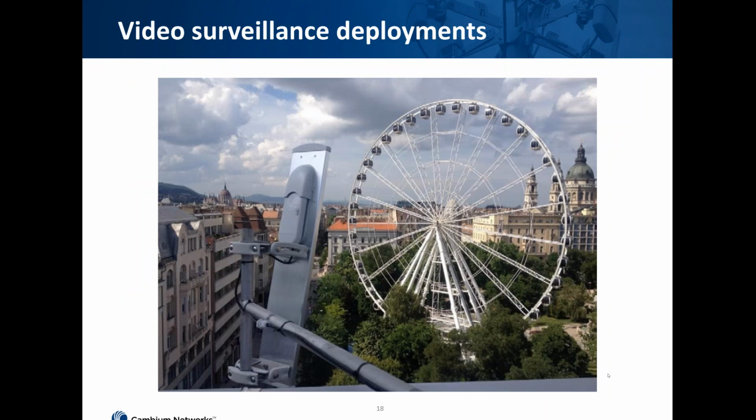So nearly at the end here. This is just a few images of some video surveillance deployments, some of my favorites. This is an ePMP access point in Budapest. This is providing the downtown video surveillance CCTV network in the city. This is the AP overlooking a rather nice Ferris wheel in the middle of town.